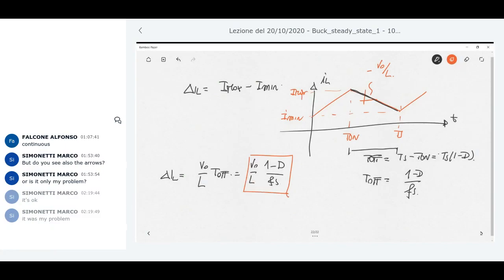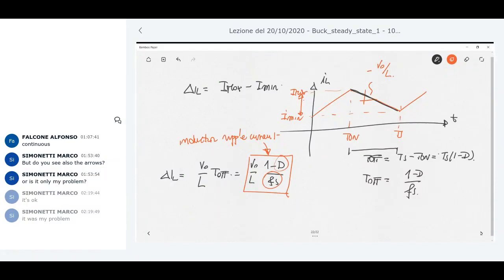This is the variation. This variation is also called the ripple current. This is the inductor ripple current. The inductor ripple current depends on the frequency, the duty cycle, the output voltage, and the inductance.